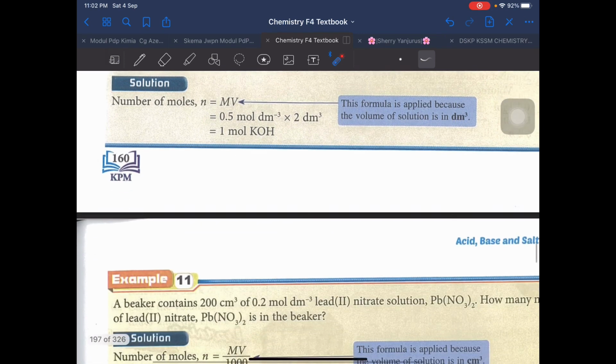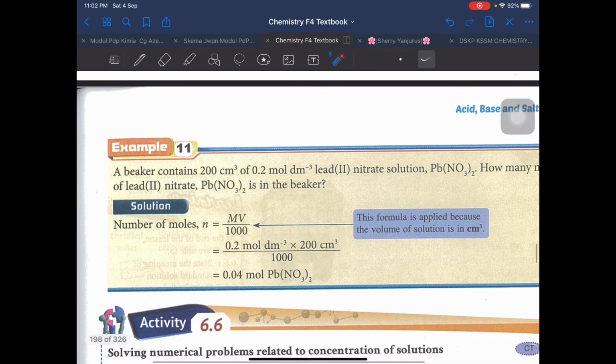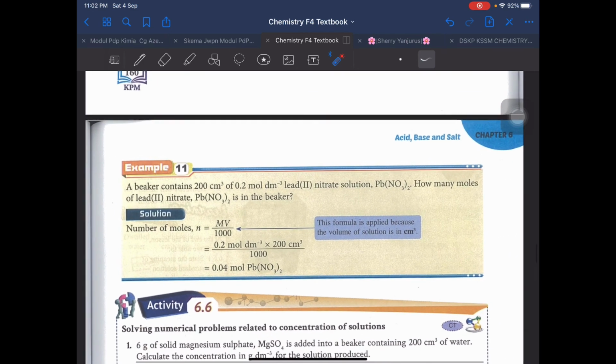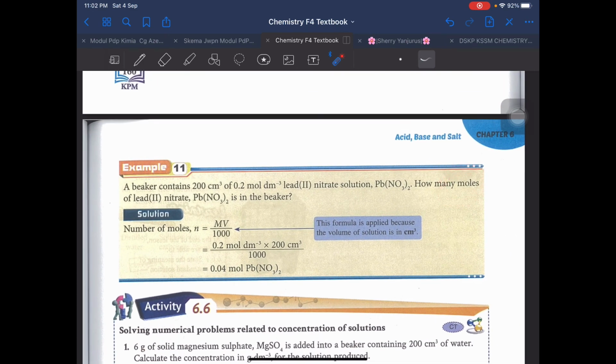So sekarang ni you need to understand that this is the fourth number of mole formula that you need to hafal. Example 11. A beaker contains 200 cubic centimeter of 0.2 mole per cubic decimeter lead nitrate solution. How many moles? Mesti dia suruh cari mole. Dia suruh cari mole, and dia adalah dalam bentuk larutan, so you need to use this. n equal to M besar darab V besar sudah.